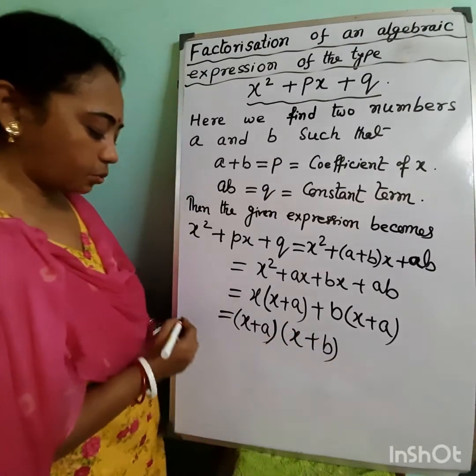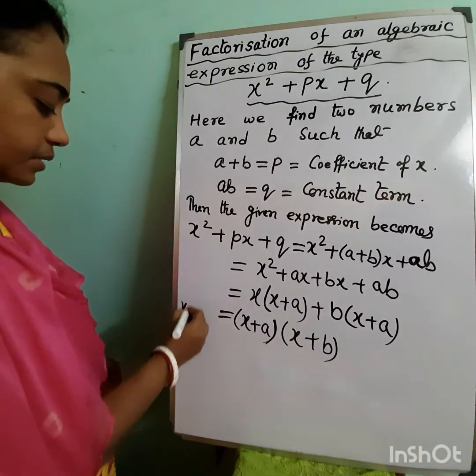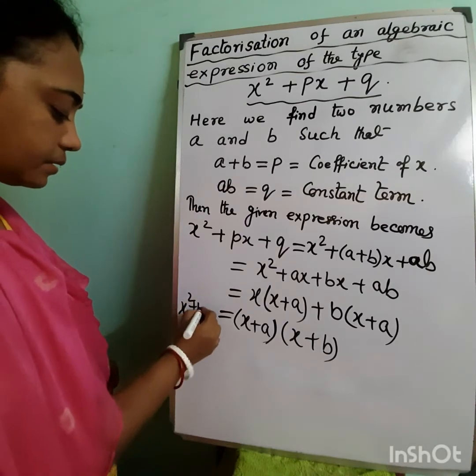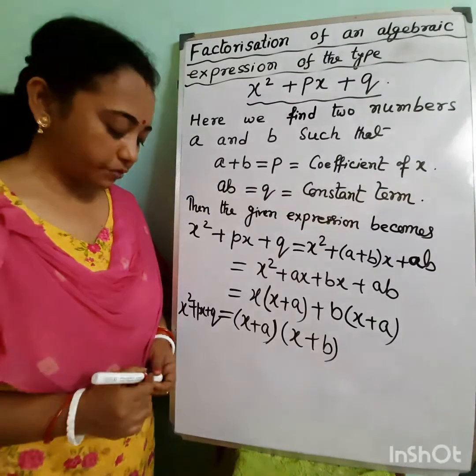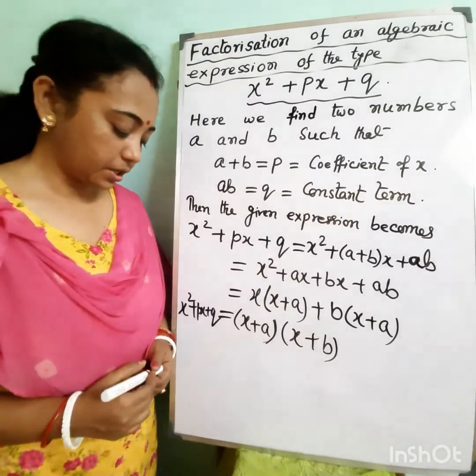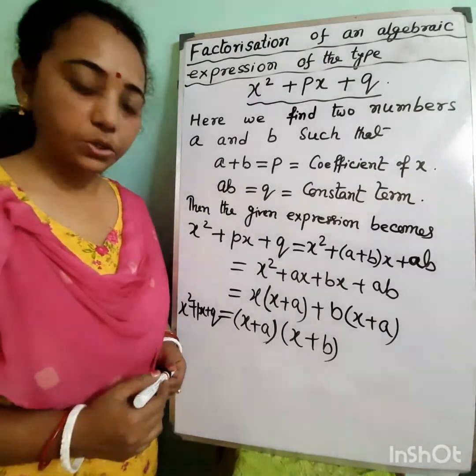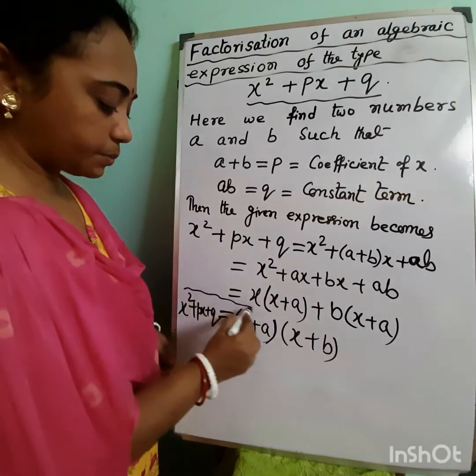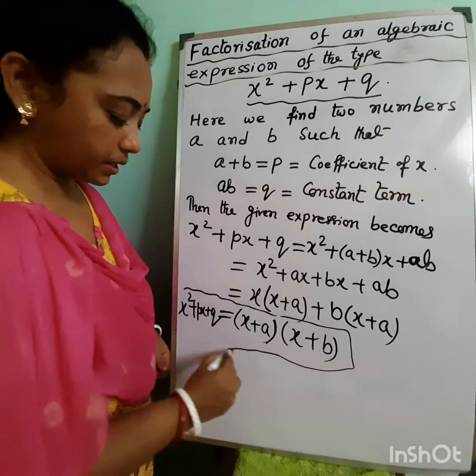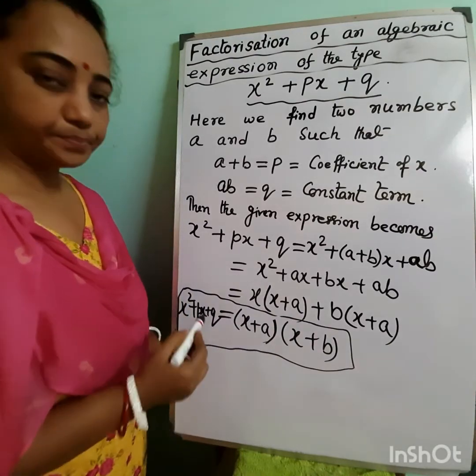So this is the required factor form of the given algebraic expression, that is x square plus px plus q is equal to x plus a multiplied by x plus b.